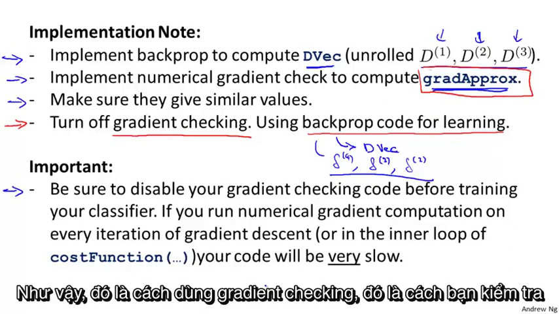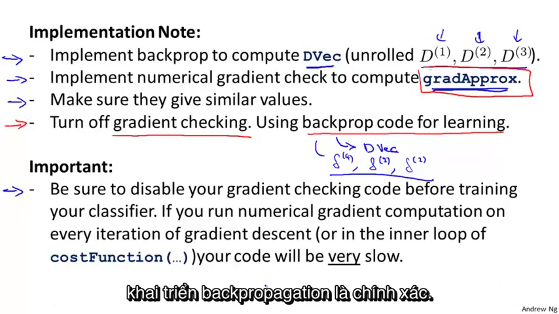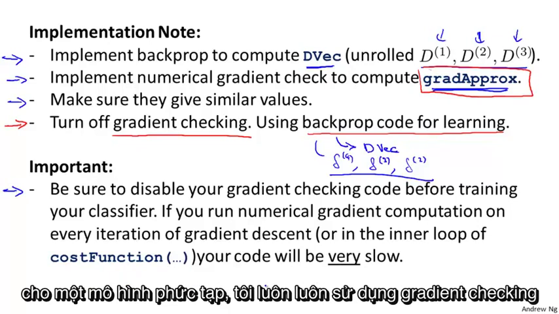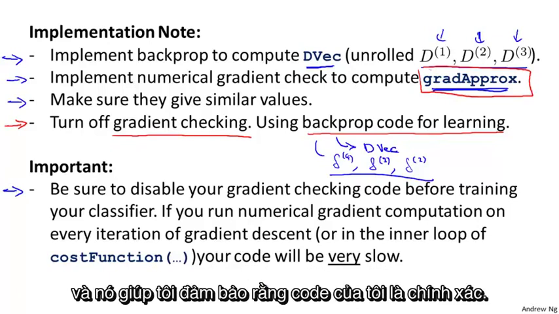So that's how you take gradients numerically, and that's how you can verify that your implementation of backpropagation is correct. Whenever I implement backpropagation or a similar gradient descent algorithm for a complicated model, I always use gradient checking, and this really helps me make sure that my code is correct.